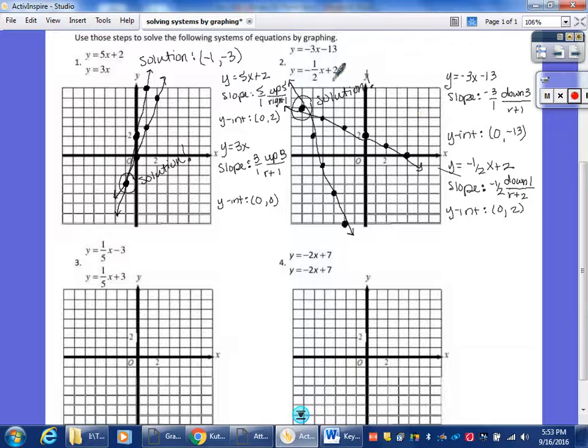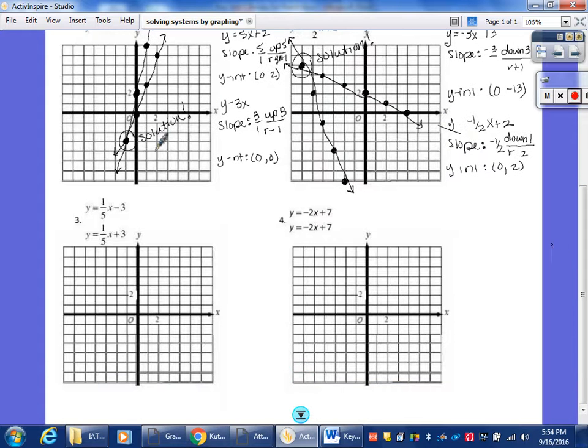Okay. And it's not good enough to just draw the graph. You've got to tell me what the solution is too. So the solution to this is the point negative 6, 5. It's up 1, 2, 3, 4, 5. That's where those lines cross. All right, moving on to number 3.